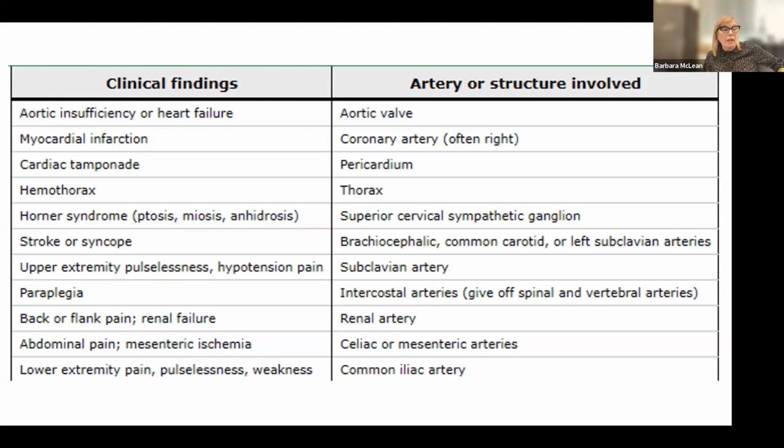So when I've got an abdominal dissection, my renal artery, my celiac artery, my common iliac arteries, those are all going to be involved, right? My subclavian, not so much. My brachiocephalic, not so much, because this is now an abdominal dissection. So everything below that dissection is going to be involved, with very significant reduction in blood flow.